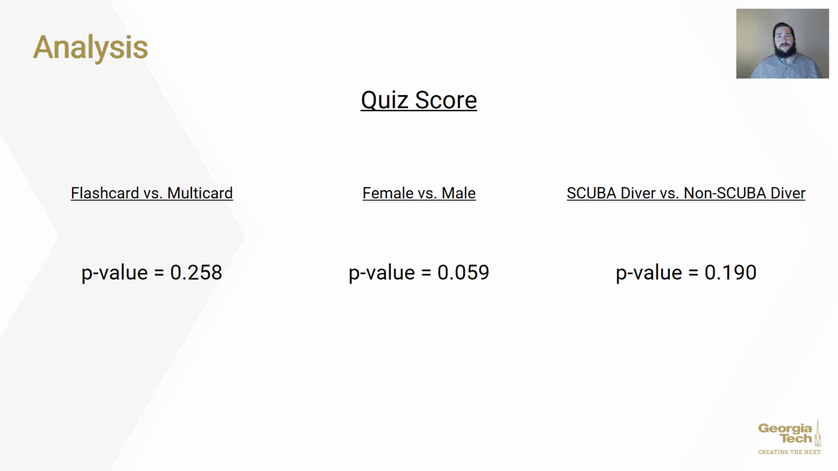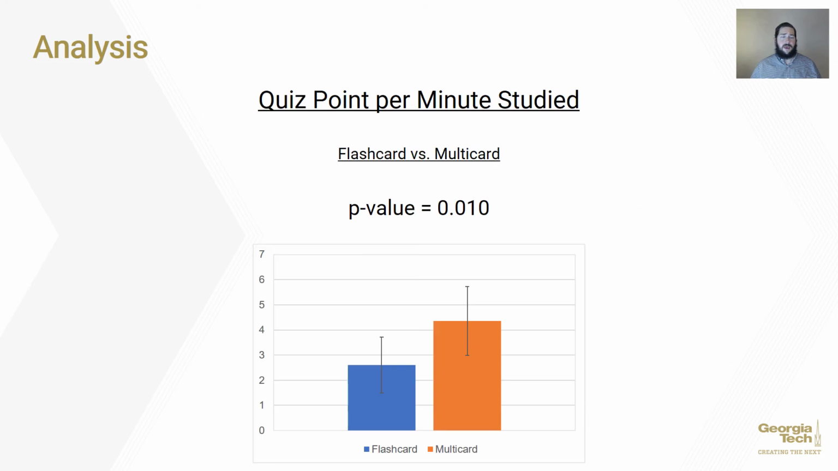When testing for significance using students' t-test, I used a threshold of p less than 0.001. When looking at quiz scores split by study tool, gender, and scuba diving, none of the results met this threshold for significance. Wanting to see how the amount of time studied may have factored in, I created a metric called quiz points per minute studied.